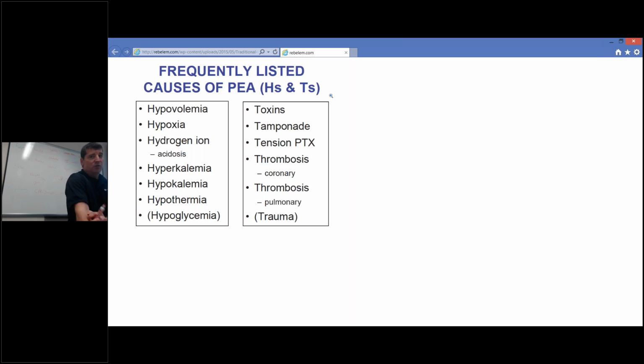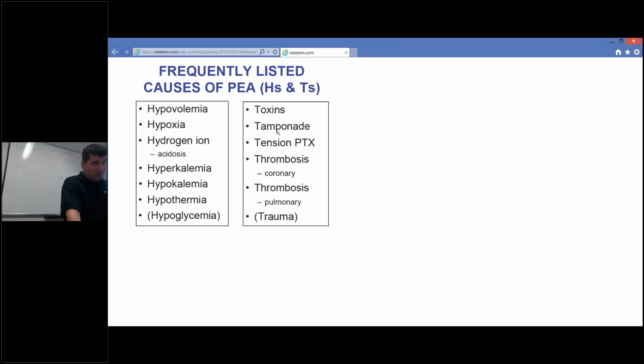Our T's, I want you to know these well, toxins. So our toxins are basically like our overdose. Did they have a calcium channel blocker? We're going to give them calcium. Did they have a beta blocker overdose? We're going to give them glucagon. Did they have a tricyclic overdose? We're going to give them sodium bicarb. We're going to talk about whatever the overdose is. So they give Narcan. Again, I told you my thing, but opioid overdose. We can consider Narcan to reverse if we want to do that.